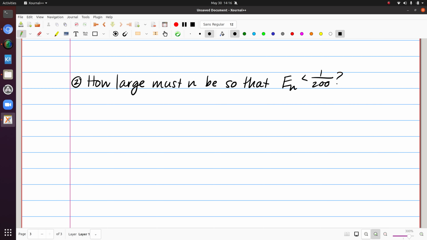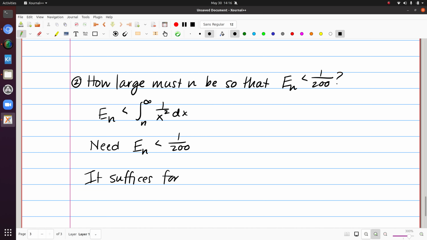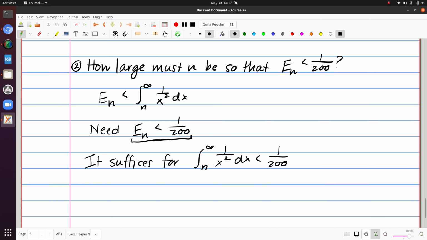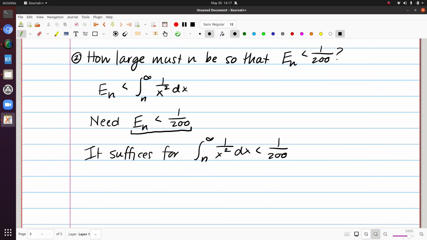Well, let's think about what we have here. So we know that E sub n, in this case, is smaller than the integral from n to infinity of 1 over x squared dx. We need E sub n to be smaller than 1 over 200. Well, notice that it suffices here for us to find when the integral from n to infinity is smaller than 1 over 200. So thinking about if I can say that that integral is smaller than 1 over 200, well, we know E sub n is smaller than that integral, so that would automatically satisfy the desired inequality here. We don't have a similar idea with the lower bound, so we're really just focusing on the upper bound here.